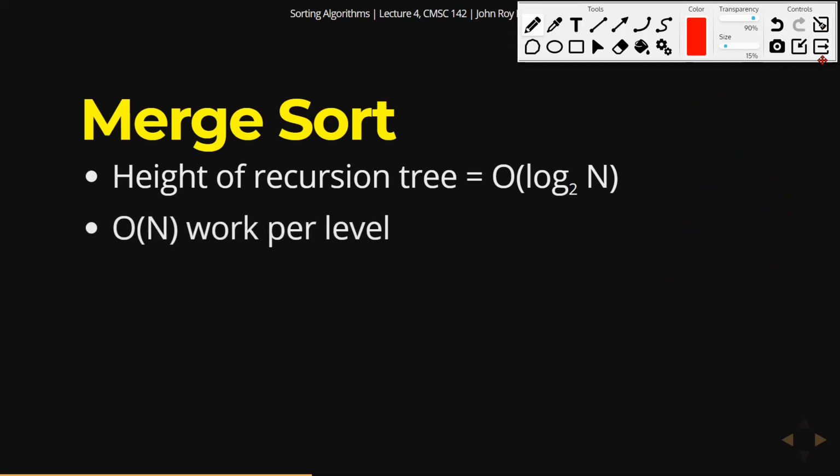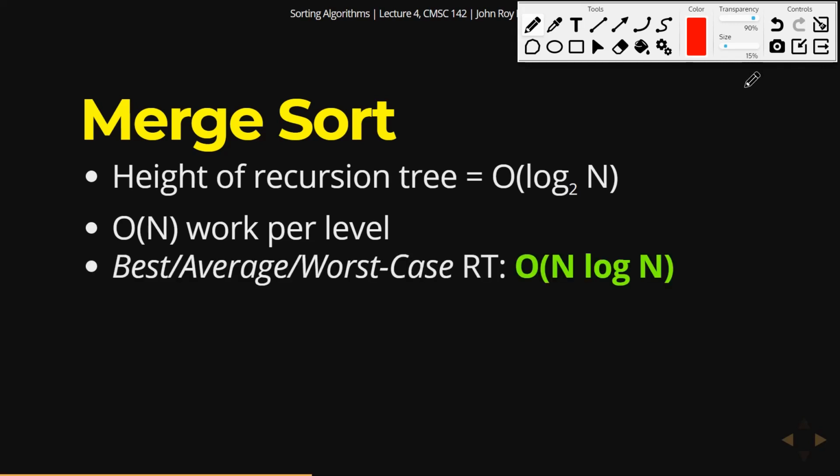Okay, and then there's O of n work per level, because basically you're merging everything, so that's per level. You are comparing all items, O of n. So all in all, since there's log n levels, and then there's O of n work per level, that would be n times log of n base 2. So that is O of n log n. Okay, and that is best, average, and worst case.